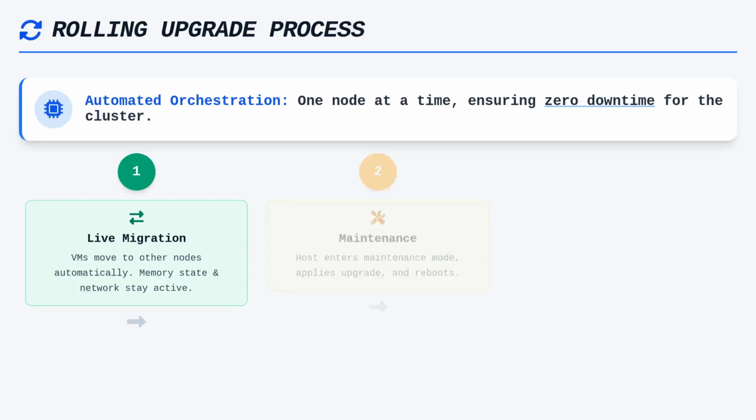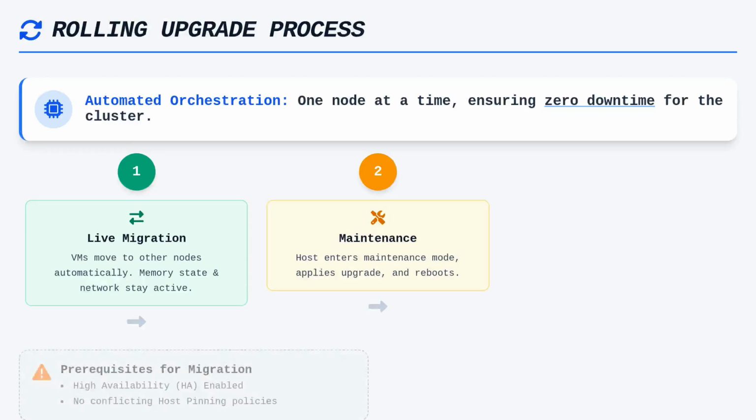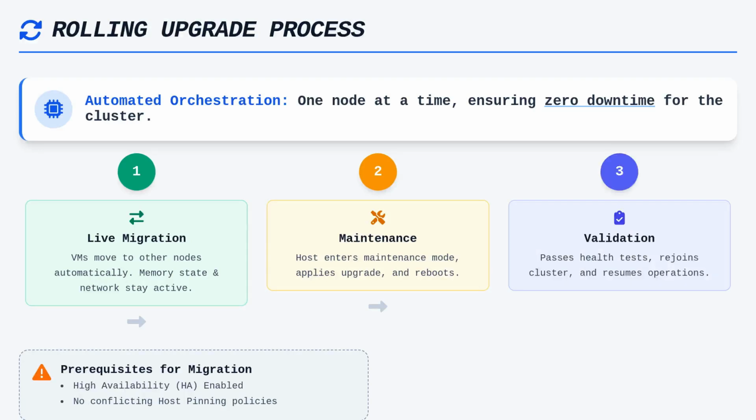By utilizing live migration, the guest operating systems remain oblivious to the transition, maintaining their memory state and network connections throughout the reboot. This migration happens automatically provided that the VMs are configured with high availability and are not pinned to specific hosts in a way that violates migration policies. After the host is cleared of active VMs, it enters maintenance mode, performs the upgrade, reboots, and then rejoins the cluster to resume its duties.